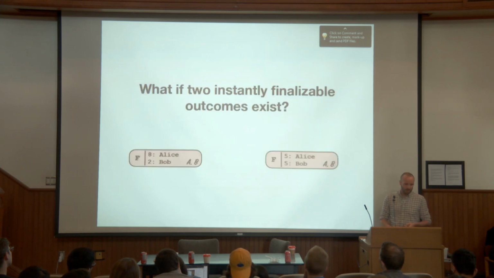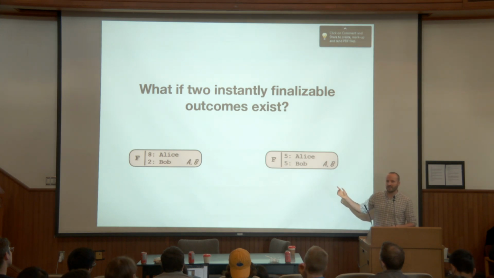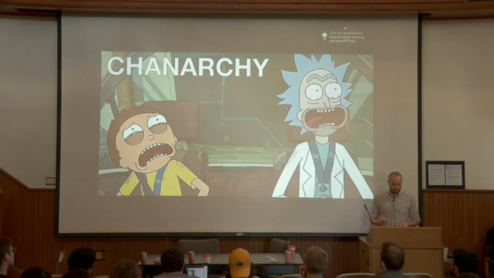So what if two instantly finalizable outcomes exist? This could totally happen. Alice and Bob could just sign this. They probably shouldn't in the protocol, but what happens? You guessed it. That's bad. Both of them have instantly finalizable outcomes. It's a race to the chain. Which one gets there first? That's kind of bad.